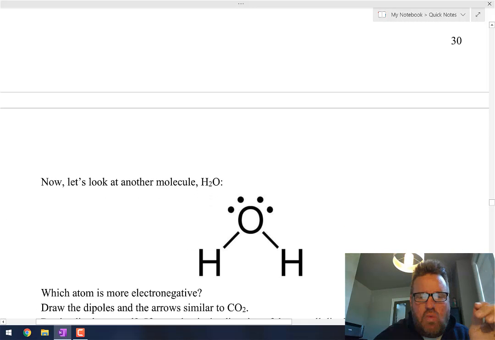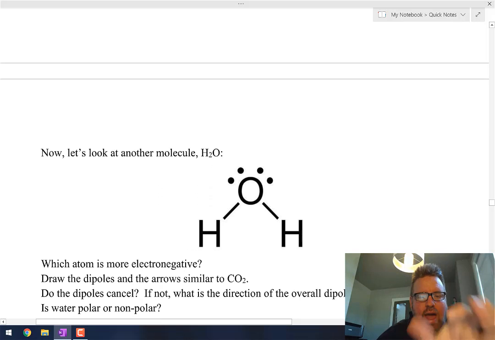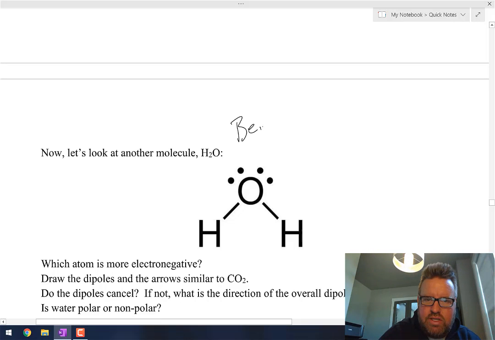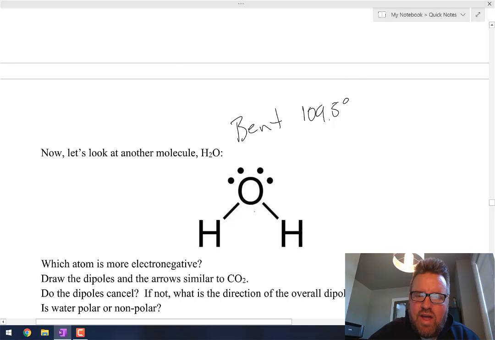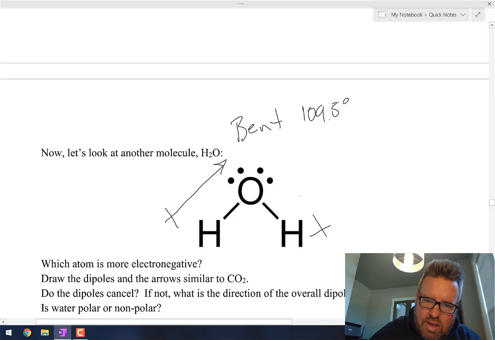Okay, let's look at water though. First of all, how do I know that is the correct shape of water, by the way? Water is bent, has bond angles that are a little bit less than 109.5 degrees. Which atom is more electronegative, hydrogen or oxygen? Oxygen, certainly. And so we're going to have a dipole going this way and a dipole going this way. Absolutely. So that's our correct dipoles.